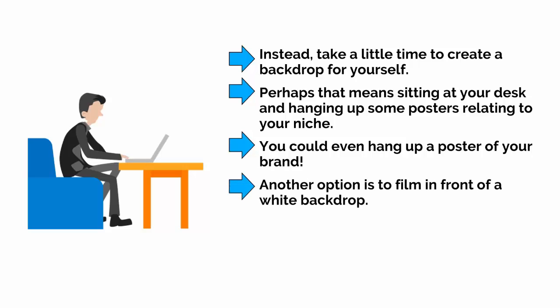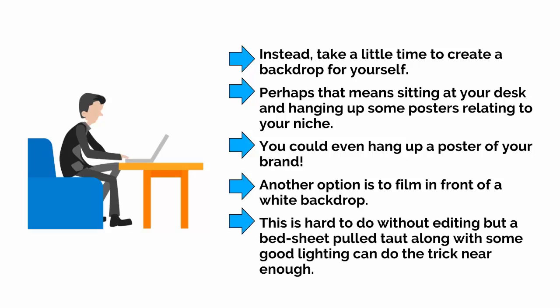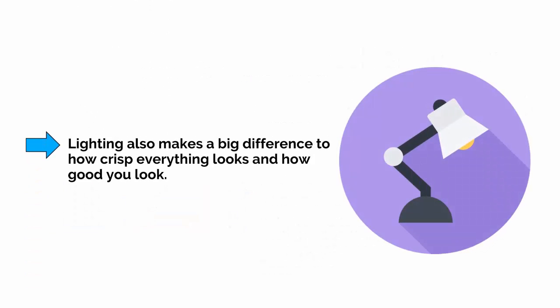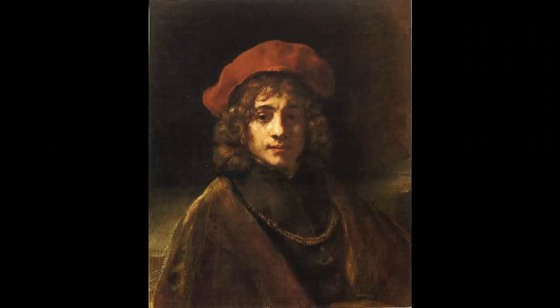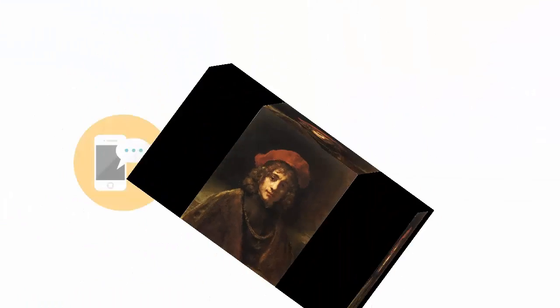Another option is to film in front of a white backdrop. Now, this is hard to do without editing, but a bedsheet pulled taut along with some good lighting can do the trick near enough. And lighting also makes a big difference to how crisp everything looks and how good you look. Ideally, you want to set up what's called Rembrandt lighting, which is lighting that is coming specifically from one side. And this will light half your face and give everything more depth, texture, and contrast. And natural light is just fine for this.